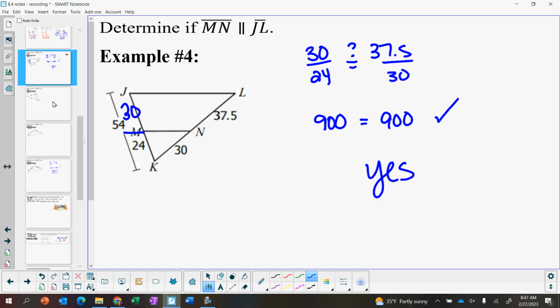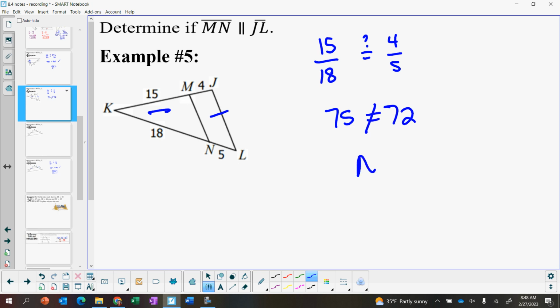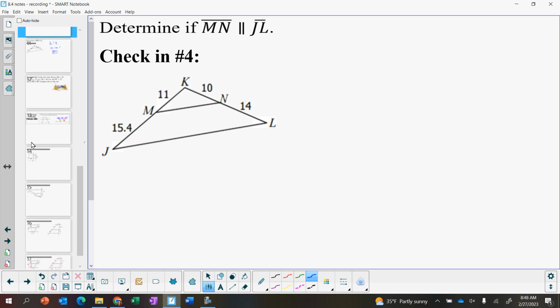All right. Here, I'm going to take 15 over 18 and 4 over 5, and check for equal. So 15 times 5 is 75. 18 times 4 is 72. Not equal. No, they are not parallel. So you go ahead and try this one. Pause. When you're ready to see the answer, hit play.